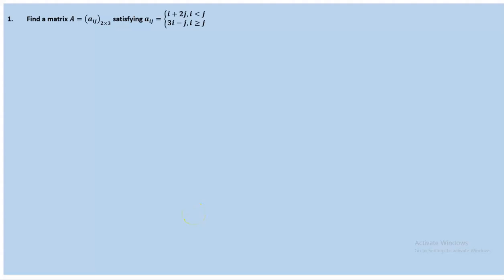Students, now let's continue. We are going to see how a matrix can be constructed from a given condition. You are given a matrix A having entries Aij with size 2 by 3, satisfying this condition. Every element Aij is going to satisfy the upper condition if i is less than j, and the lower condition if i is greater than or equal to j. So we are expected now to construct a 2 by 3 matrix. Let me show you how this can be done.